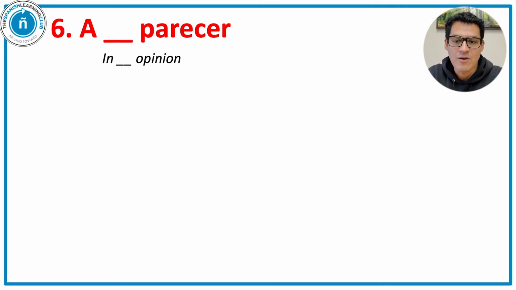While this is much more uncommon than the verb version of parecer, the word can also be used as a noun, meaning opinion, decision, or judgment. It's often used in the expression a mi parecer, which means in my opinion.